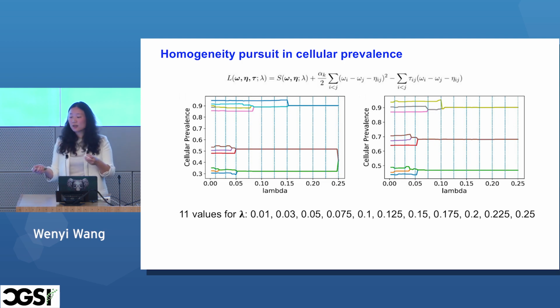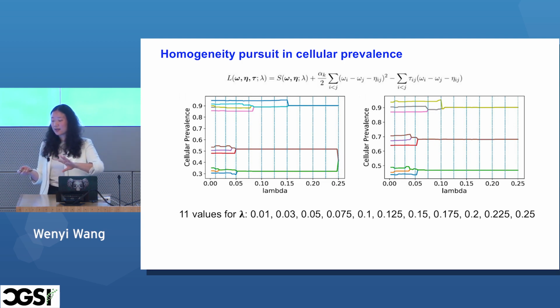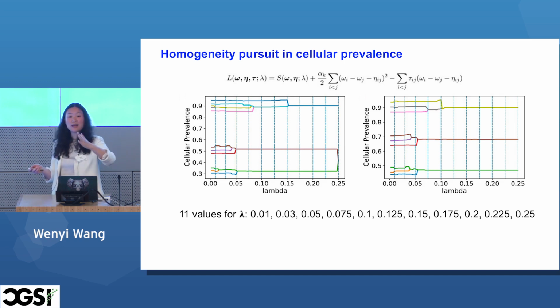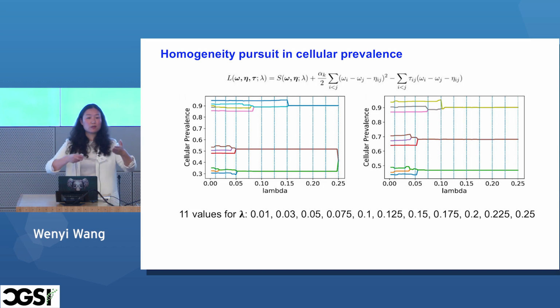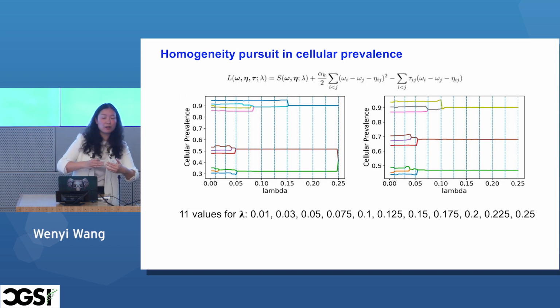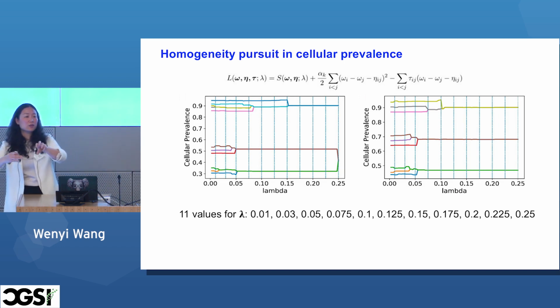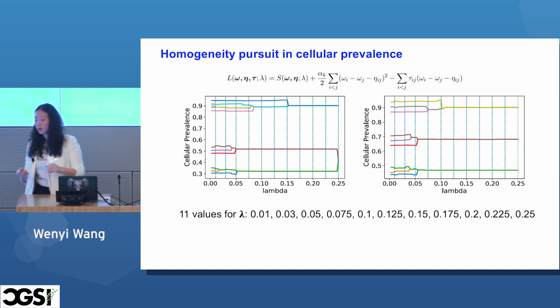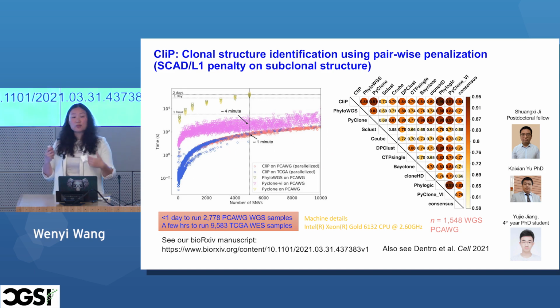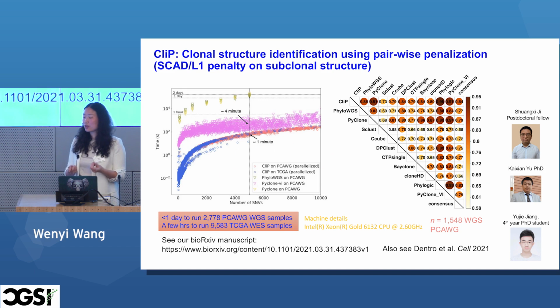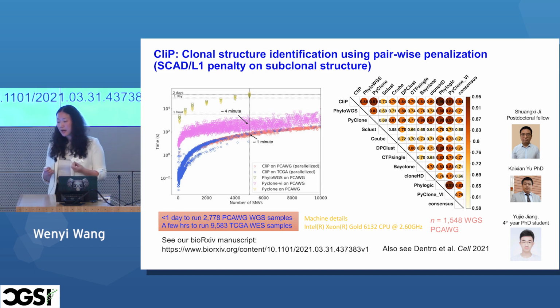These are the homogeneity pursuit plots, as we call them, for two real datasets, where we start out when the lambda, the homogeneity penalty, is low, then we have many clusters of cellular prevalence, and then when we increase the penalty, we converge to 3 clusters in both examples. At last, we introduced our method CLIP, clonal structure identification using pairwise penalization using SCAD penalty.